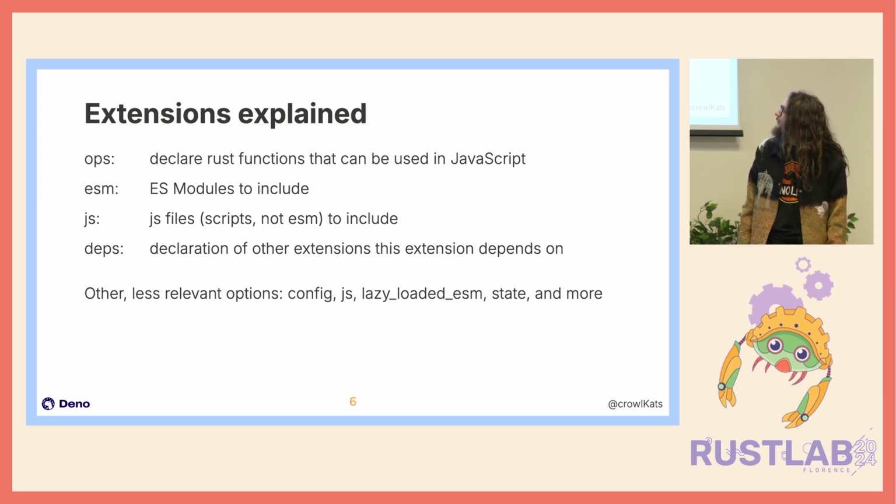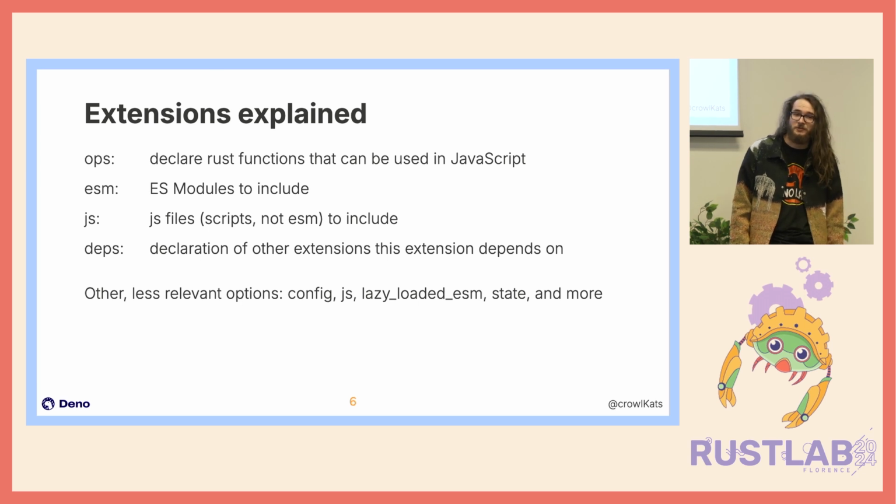JS files, scripts, so not ESM, to include. This is a very niche use case. There used to be more of a use case, but since ESM is much more popular and we have integrated well with it, there's very little use case to use the JS option. And deps. Deps declares if you want any other extensions to be defined as dependencies.